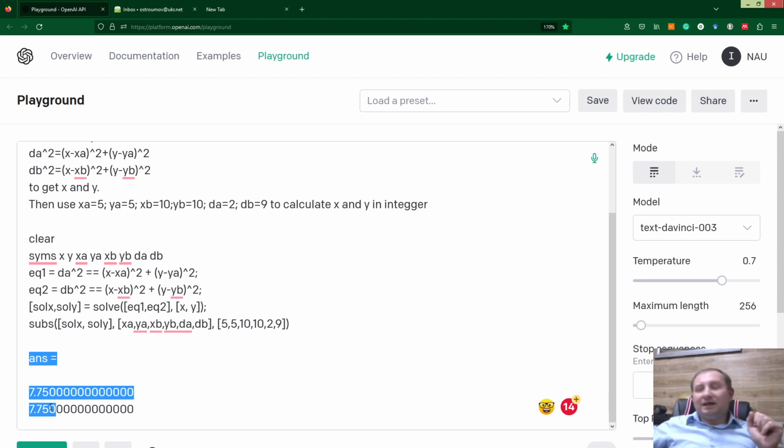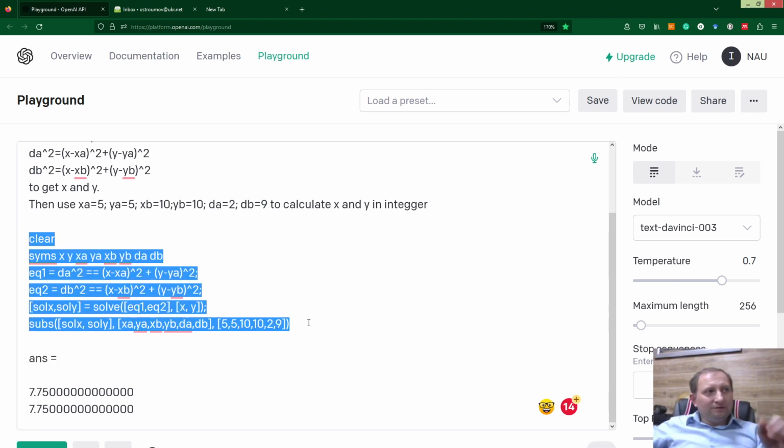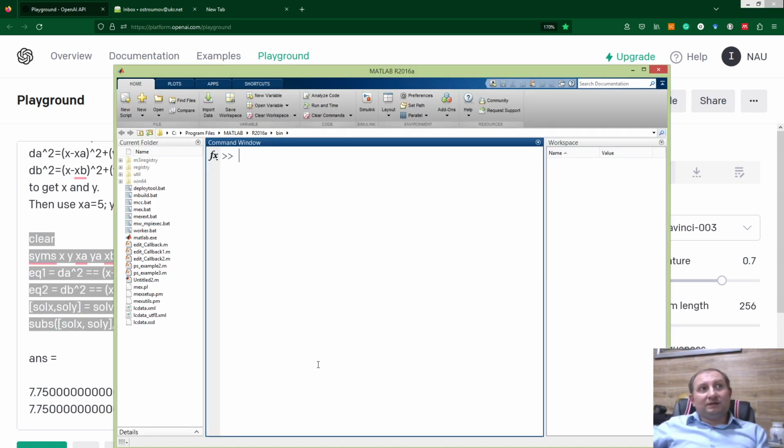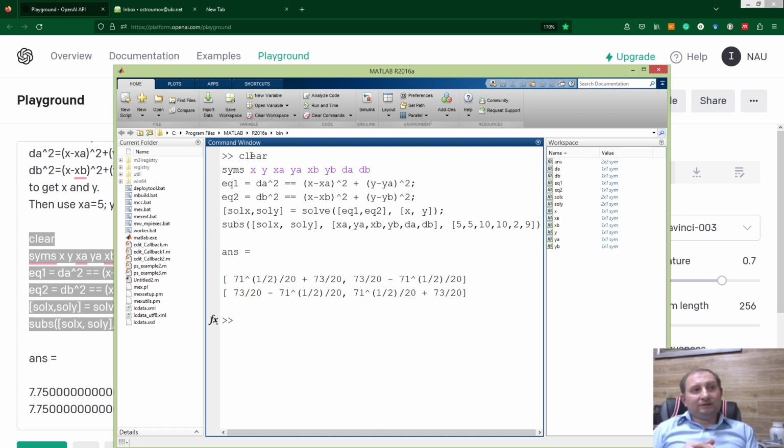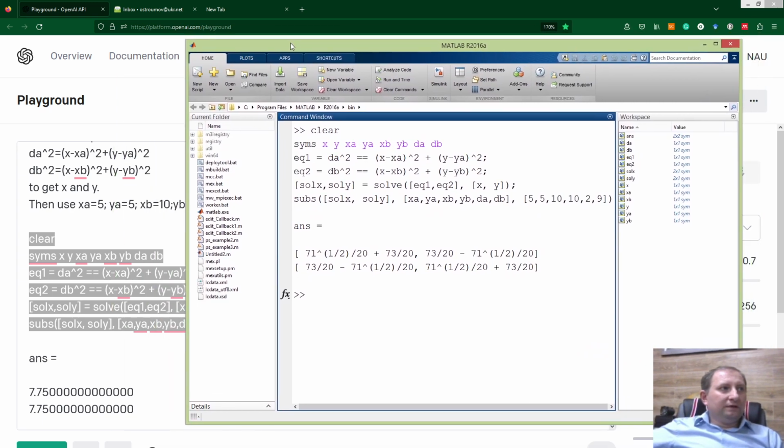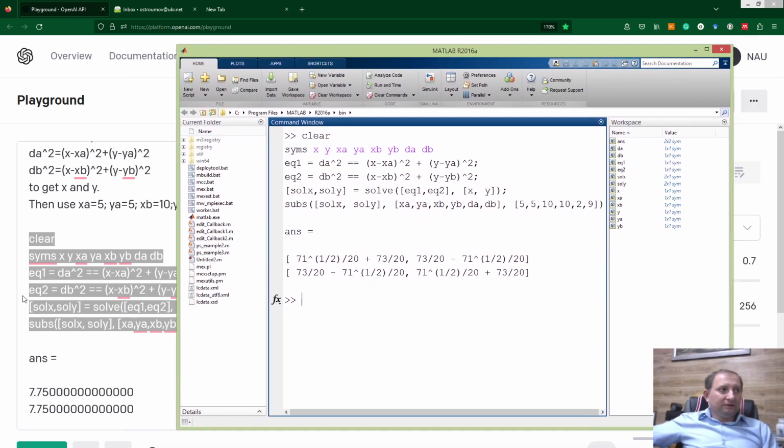And this is the time to check in MATLAB. Thus, I just copy this part of the code, then go to MATLAB and put this code in the command window and then run it. Hope it will work. And finally we've got the result in matrix X. Okay, what we need is to check solution X and solution Y.